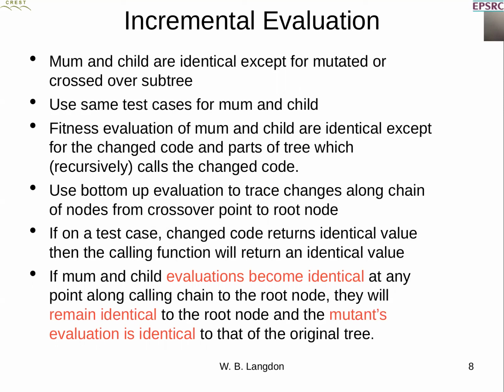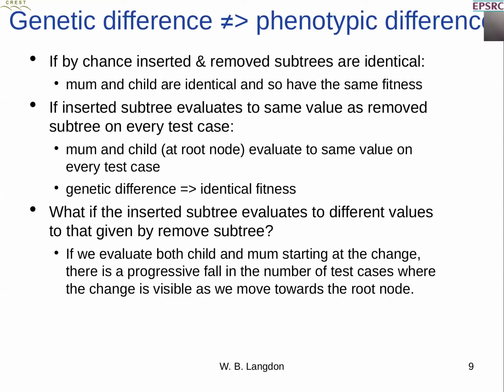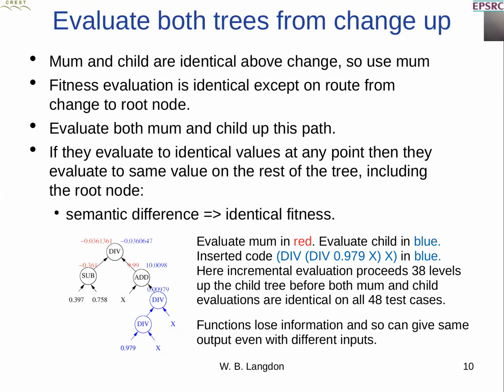So if on a particular test case, the change code returns an identical value to the original, then working up the tree, its calling function will also return an identical value in the parent and the child. In other words, once the parent and child become identical on a particular test case, then they will remain identical all the way from that point on up the chain to the root node. And I'm going to skip past this one and the next one just in terms of time.